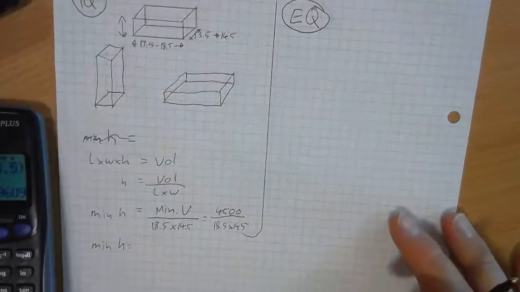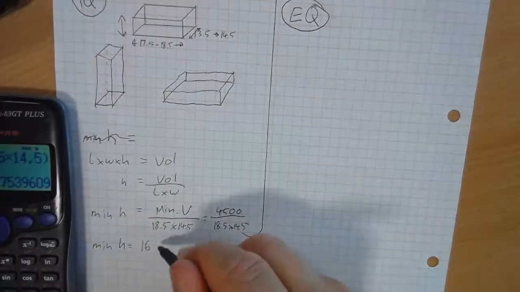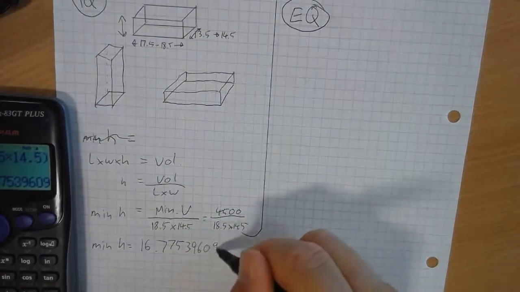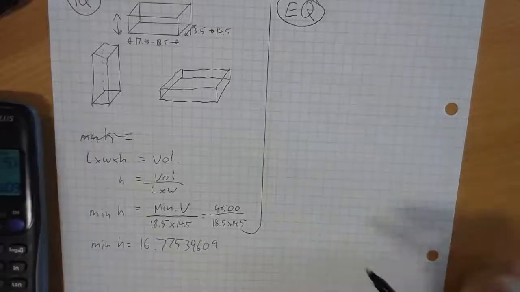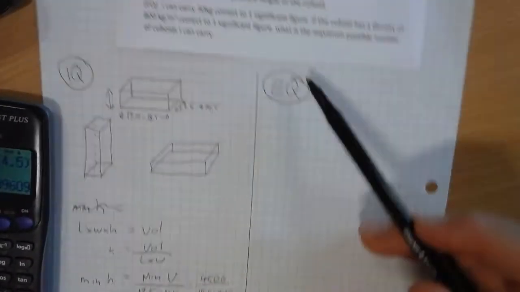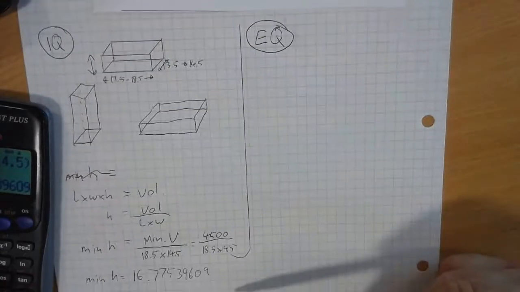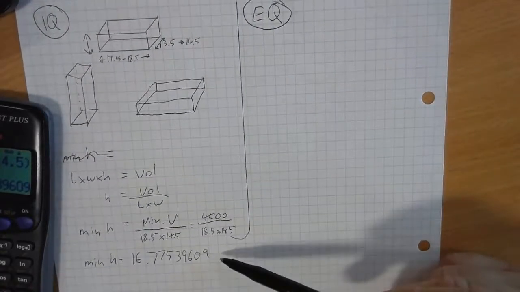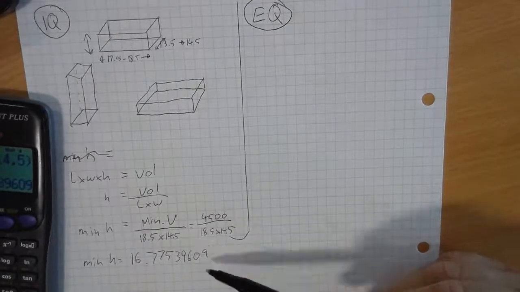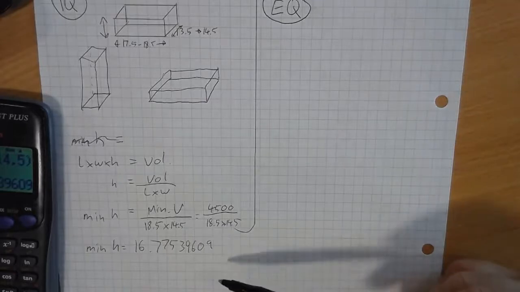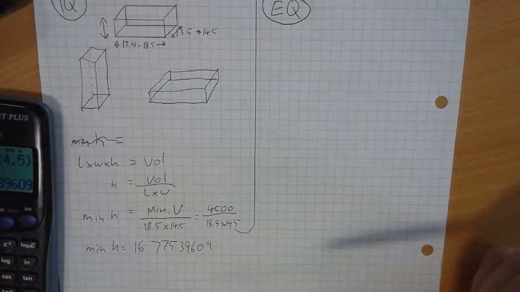16.775 and so on and so forth. So 16.77539.609. I'm going to just leave it like that. I haven't said in the question what degree of accuracy I should leave it to. So I'm not going to round it, because I want my absolute minimum. And if I start rounding it, I'm not giving my absolute minimum. So I'm going to keep all of that for my minimum height. That's what it is.